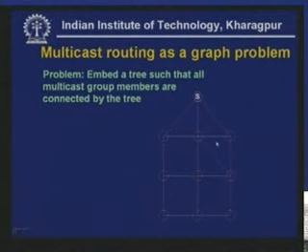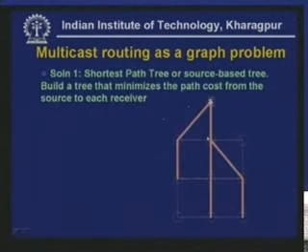Whatever graph you have, you have to embed a tree such that all multicast group members are connected by the tree. Suppose these are the different members of the multicast group, these are the three members of the multicast group in the previous graph. So I want to form a tree like this.